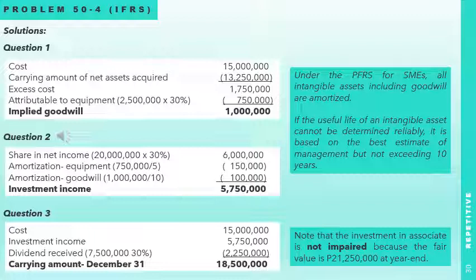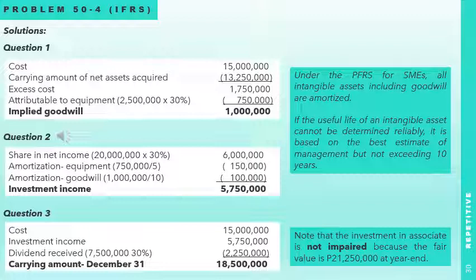Then amortize equipment na 150,000 na nakuha natin from dividing the 750,000 divided by 5. And the amortized goodwill na 100,000 na nakuha naman natin from dividing 1 million to 10. So, 6 million minus 150,000 and 100,000 is equal to 5 million and 750,000, which is in letter C.